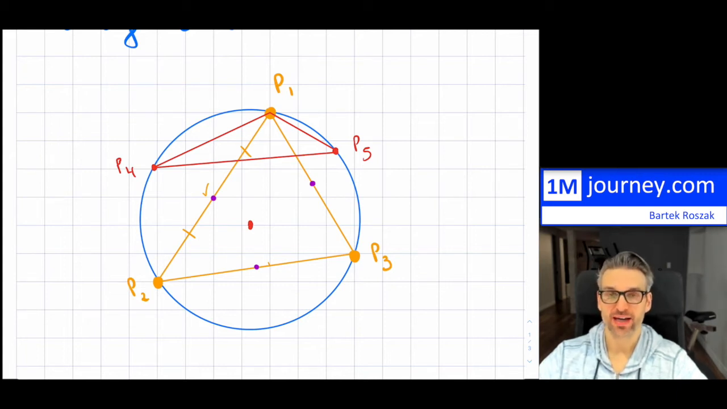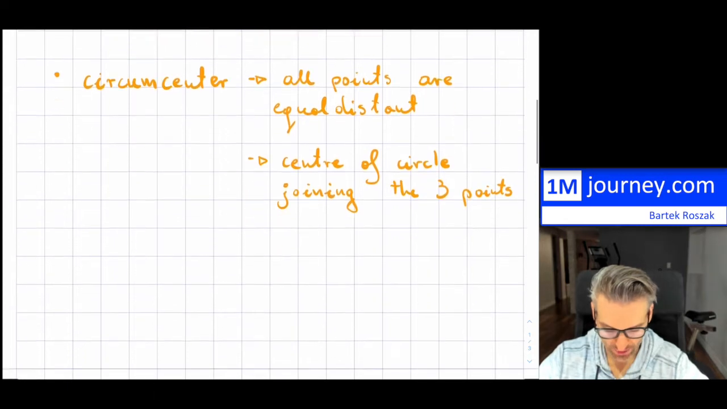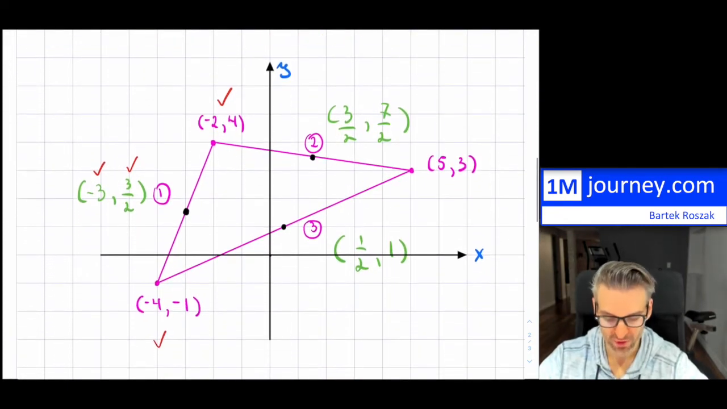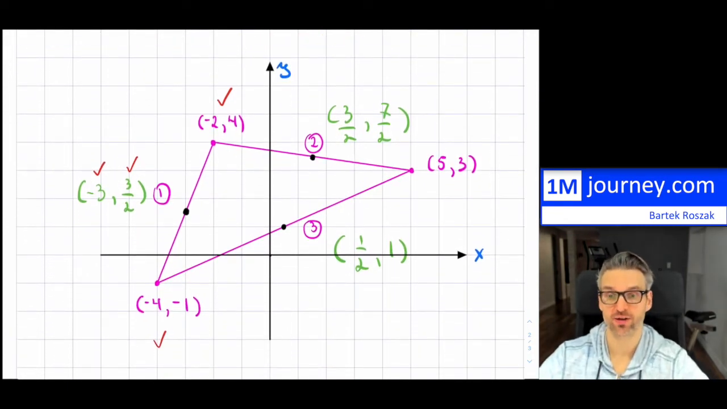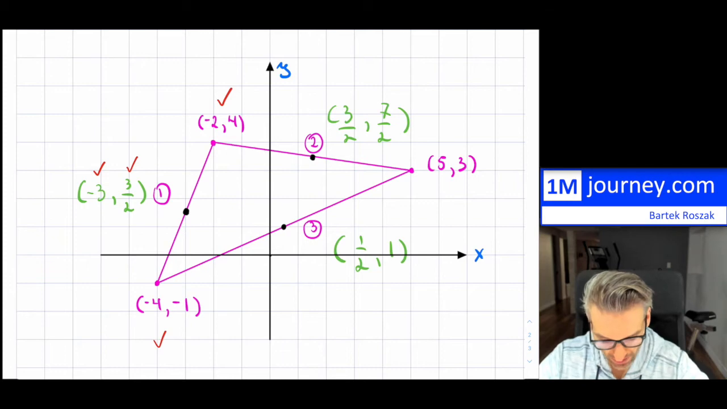What it is, is if you take the perpendicular bisectors of each of the line segments, it is the point where they meet each other. That is the circumcenter, and it can be inside the triangle or outside of the triangle. We're going to see that within this example, it's most likely going to lie outside of the triangle. So we're going to take a look and see what happens there.